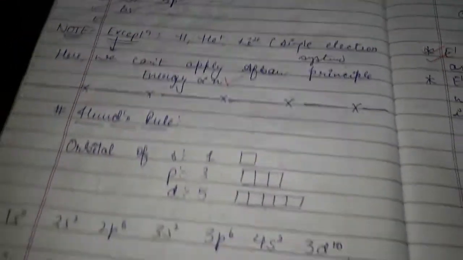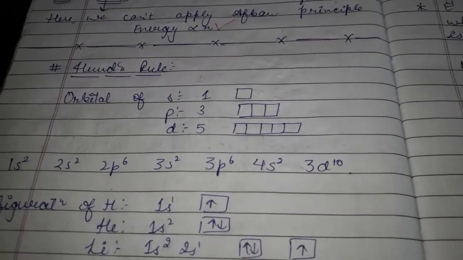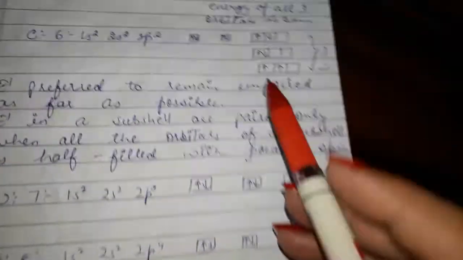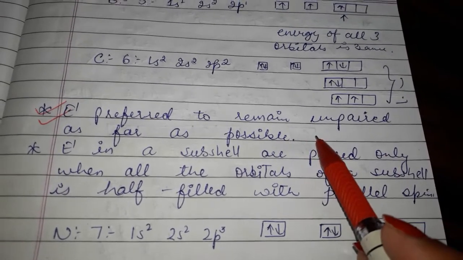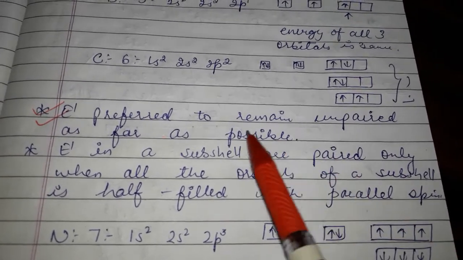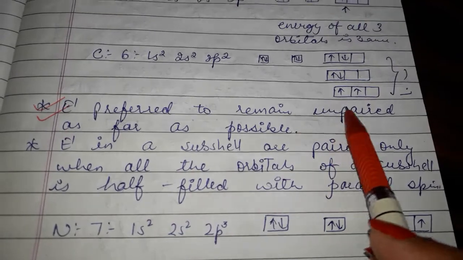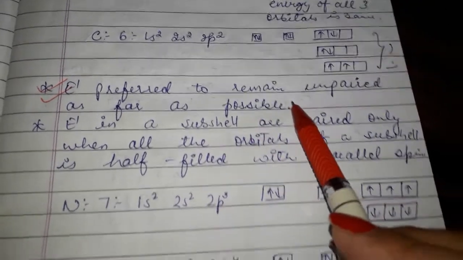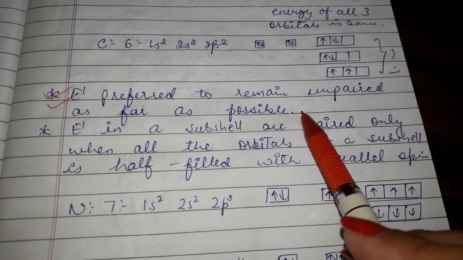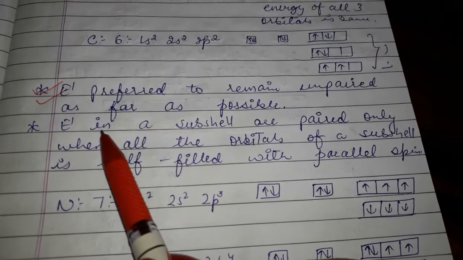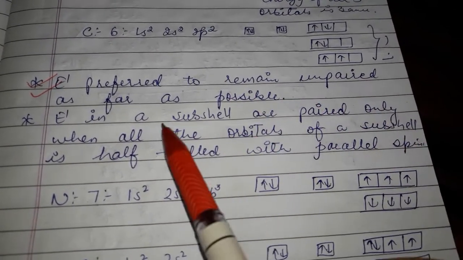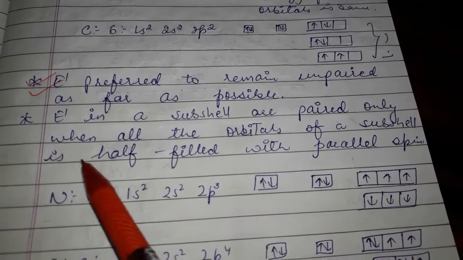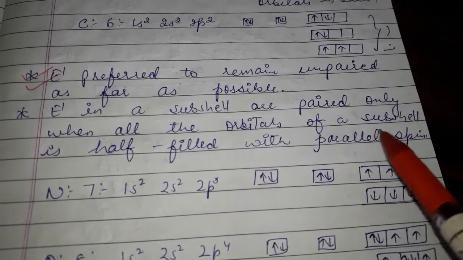Now next is Hund's rule. Hund's rule is that electrons prefer to remain unpaired as far as possible. Electrons prefer to remain unpaired as far as possible according to Hund's rule. Electrons in a subshell are paired only when all the orbitals of the subshell are half filled with parallel spin.